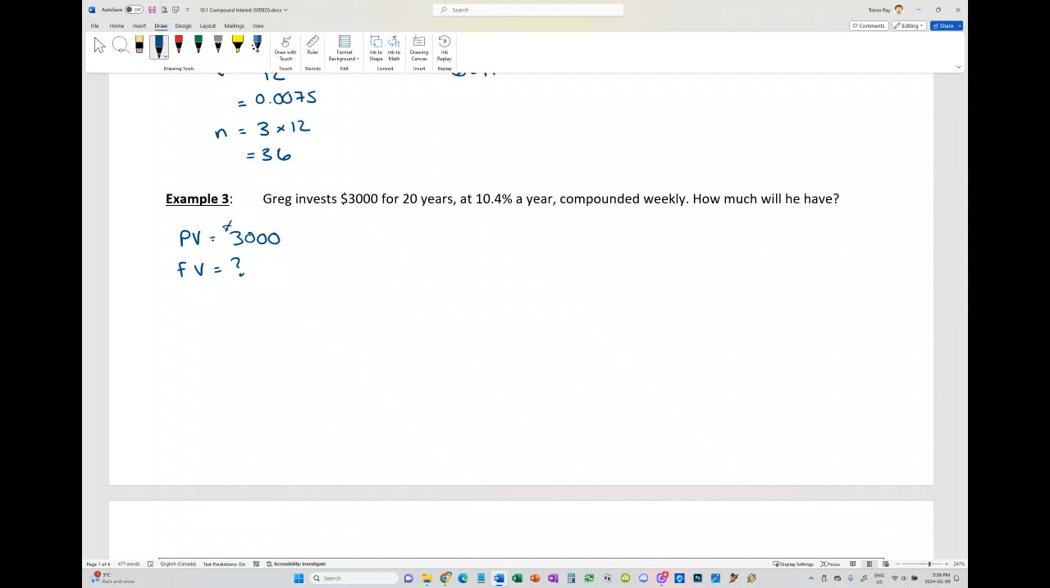Okay, our interest rate, I, is 10.4% a year, but since we are compounding weekly, we want to make sure that we divide our 10.4% by 52, the number of weeks in a year. And you will notice in some of these questions, like, why did I do 10.4% instead of just an even 10%?